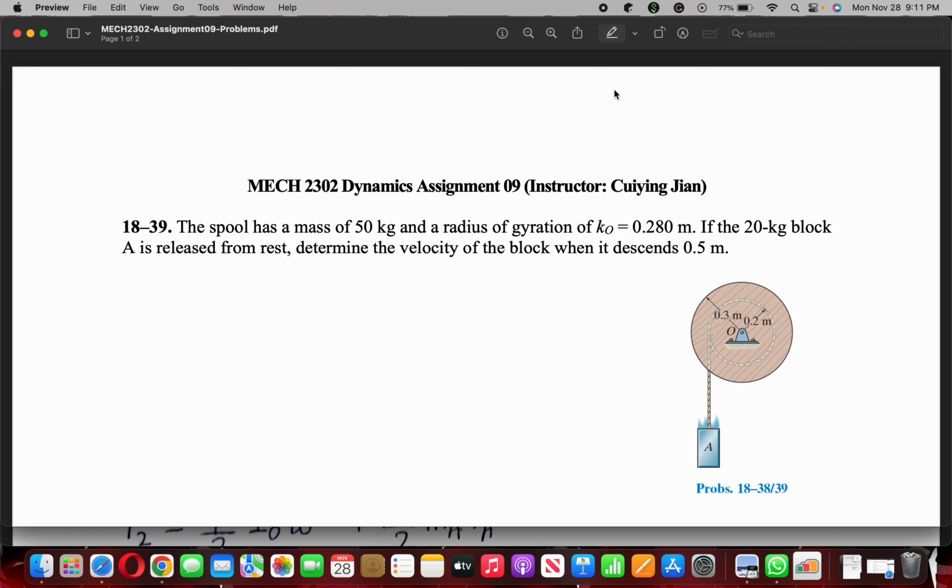So the question 1839 says that the spool has a mass of 50 kg, radius of gyration KO is 0.280 meters, and 20 kg block A is released from rest. Determine the velocity of the block when it descends 0.5 meters. So this is a spool of 50 kg, and there's a block A which descends by 0.5 meters, and we have to determine the velocity at that instant.